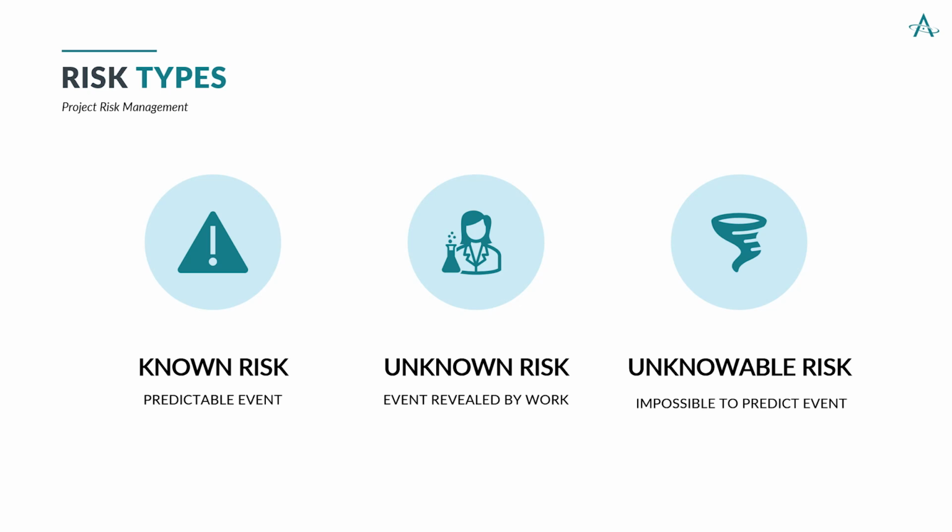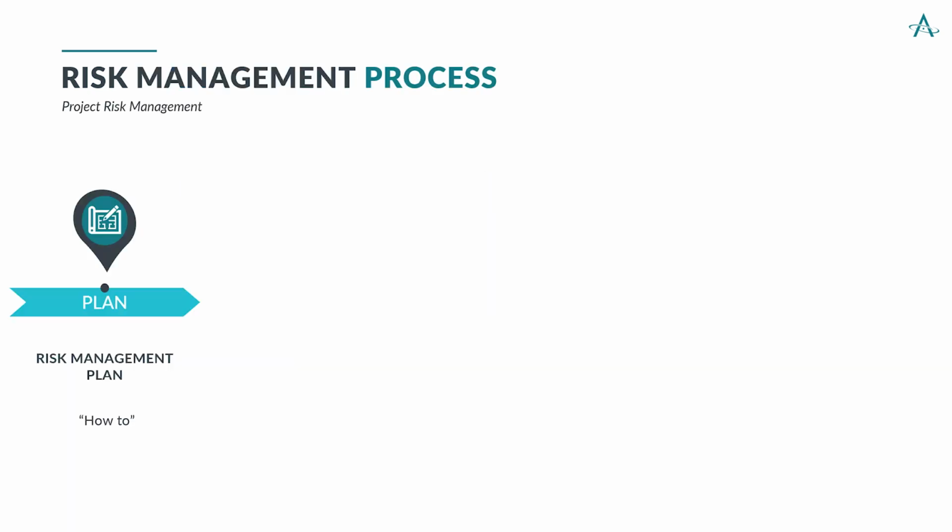The third type of risk is an unknowable risk, and this is an impossible-to-predict event. For example, climate and weather changes are impossible to predict. So just understanding that there are some risks we just can't predict, but there are some risks that we can have a better idea about.